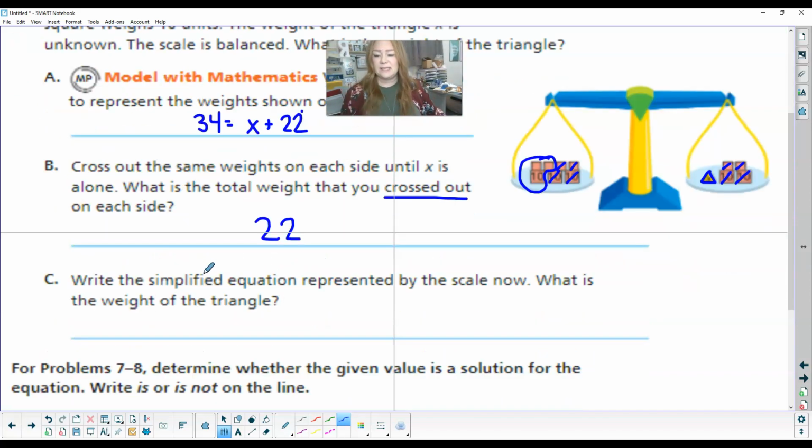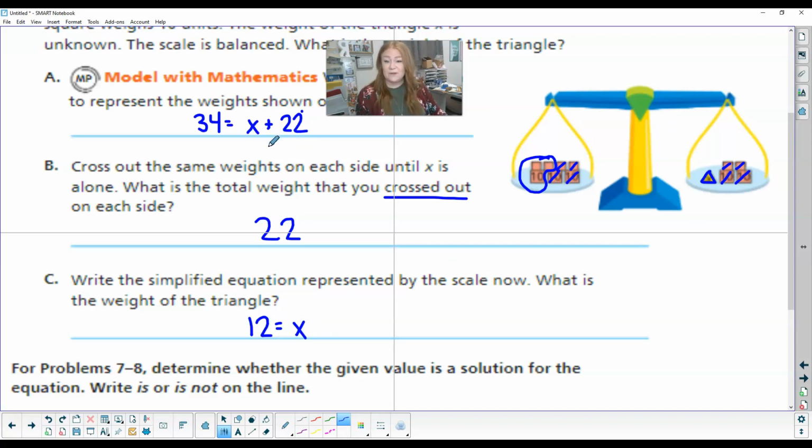So now what is the simplified equation represented? So 22 on this side. Oh, that's not 22. Sorry, 10, 11, 12. 12 on the left equals x on the right. Sorry, I thought I messed up left and right. Okay, so 12 equals x. I can see 12 here is x.